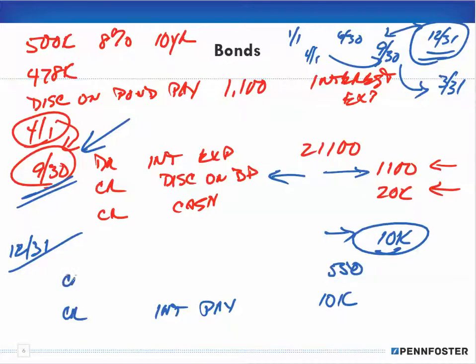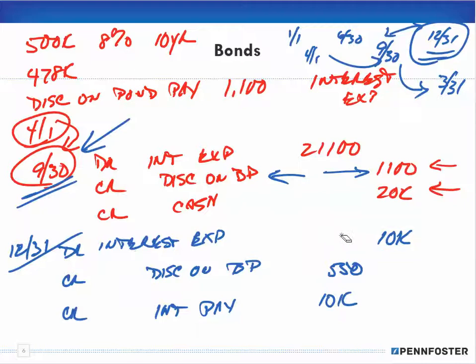Okay, and so that would be a credit to the discount on the bond payable. Okay, BP for bond payable, and that means debits have to equal credits. So I'm going to book my interest for December 31st. My interest expense is going to be the total of those two, or $10,550.